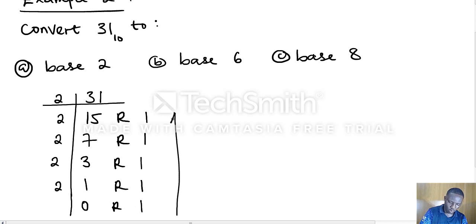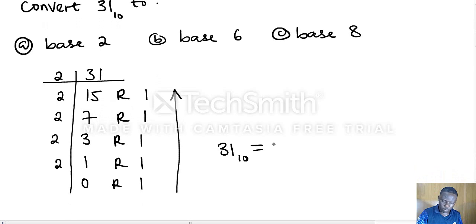So therefore 31 base 10 is equivalent to 1, 1, 1, 1, 1. That's 1, 2, 3, 4, 5. 5 groups of 1 in base 2. Remember what I told you earlier on, that in base 2 you only see digits of zeros and ones.